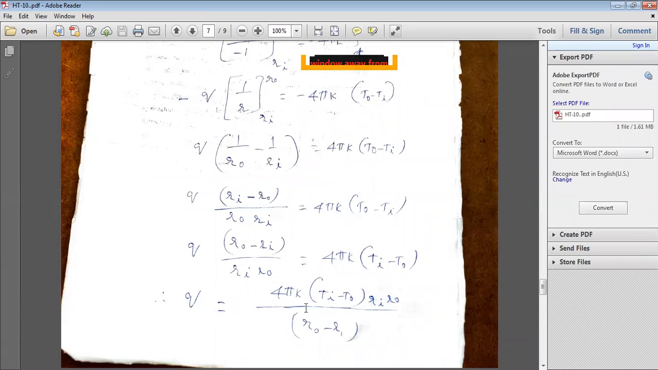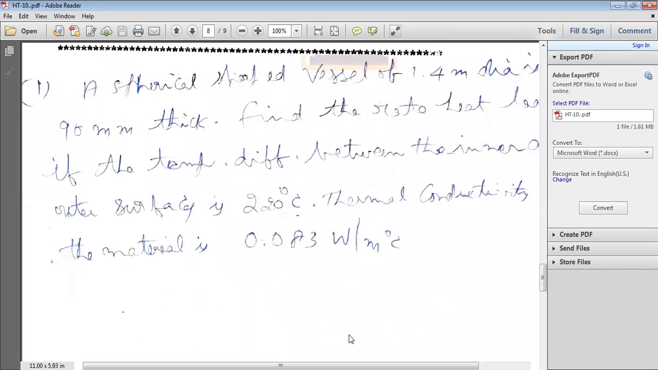So heat transfer rate in the sphere is very important: Q is equal to 4 pi K into Ti minus To into Ri into Ro divided by Ro minus Ri. We'll solve a small problem. Very small problem.